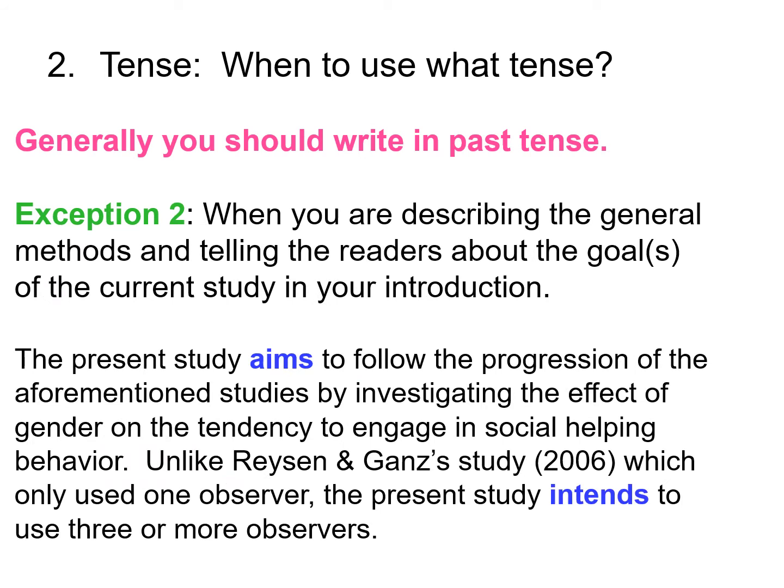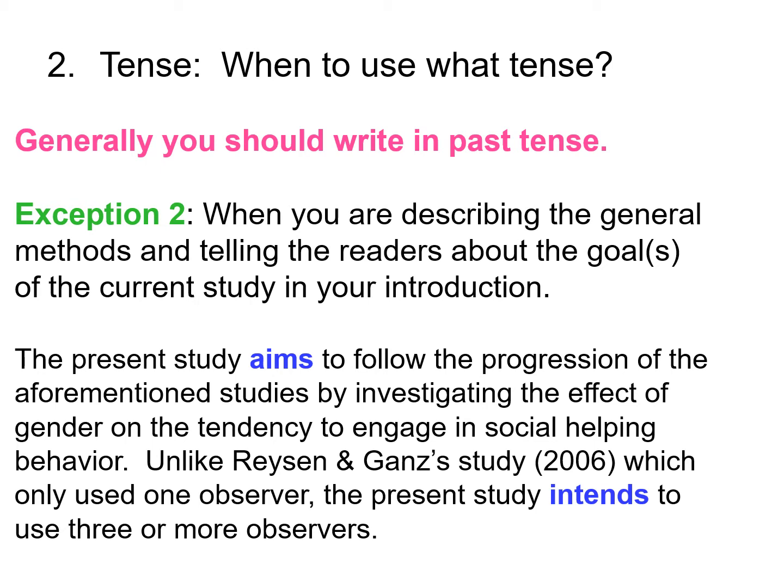And the second exception is when you are describing the general methods and telling the readers about the goals of the current study in your introduction. The reason is that when you are talking about it in the introduction, you are kind of expecting something to happen. You are telling the reader what the actual study is about. For instance, you should write something like this in the introduction.